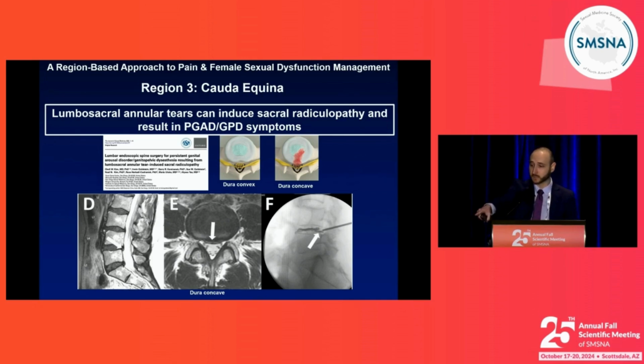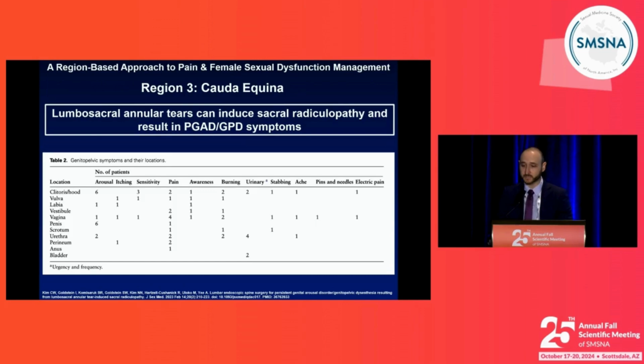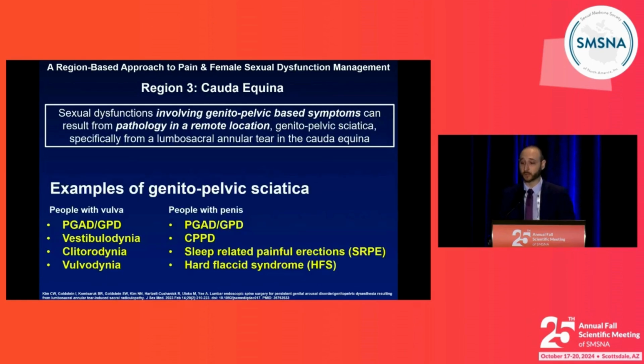And that's, as we see in this little schema here, the annular tear causes the dura to be concave, compressing the nerve roots. And in that same study, we show the location and types of dysesthesias in the genital pelvic region. So sexual dysfunctions involving genital pelvic-based symptoms can result from pathology in a remote location. And this is what we call genital pelvic sciatica. And this is specifically from a lumbosacral annular tear in the cauda equina. And we're familiar with a number of these disorders, things like hard flaccid syndrome, sleep-related painful erections, clitoridynia, and vulvodynia.